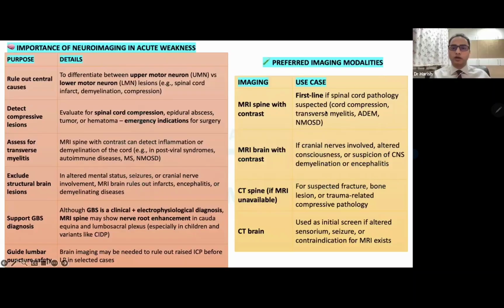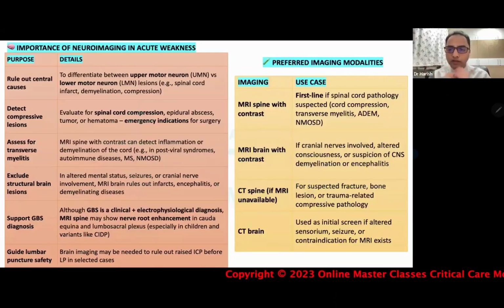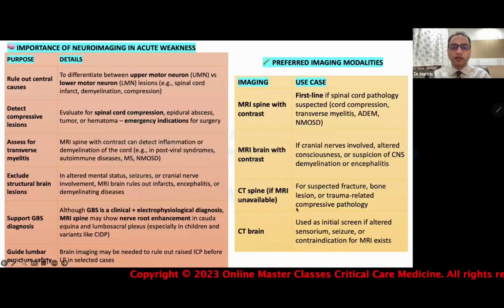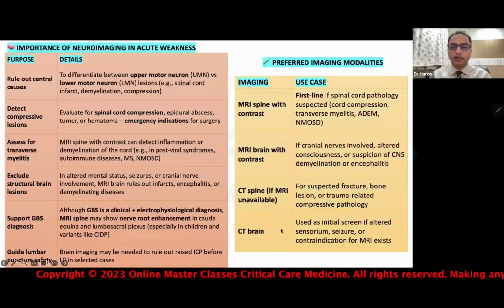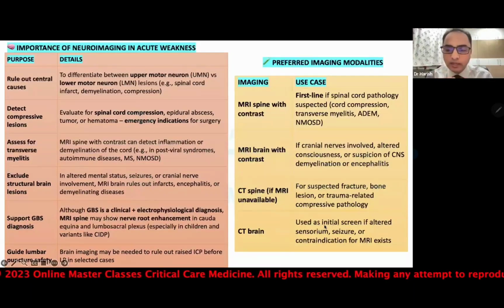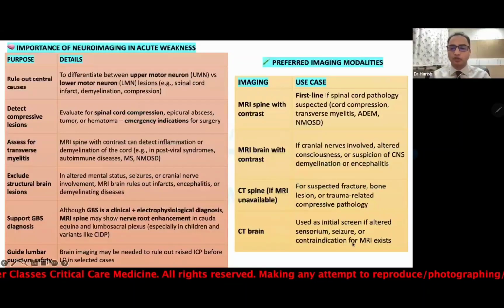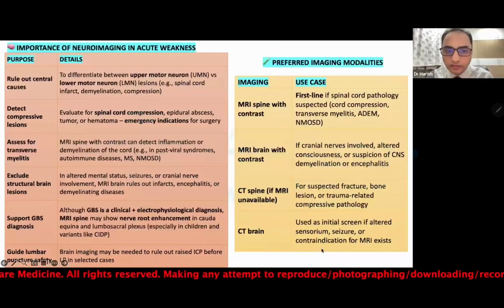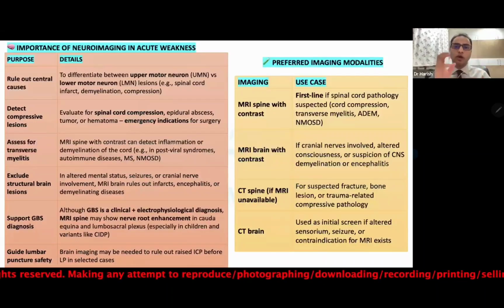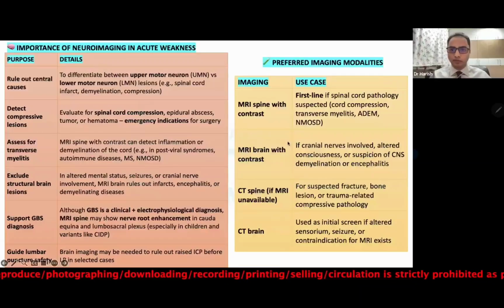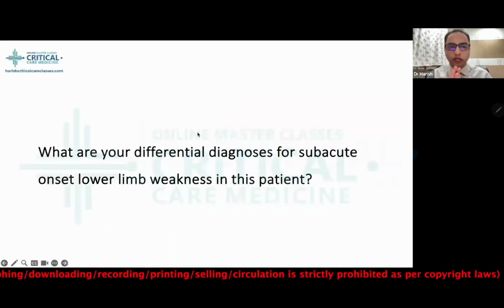So MRI spine with contrast, first line if spinal cord pathology is suspected, as I already told. MRI brain with contrast if cranial nerve is involved, altered consciousness is there, or suspicion of CNS demyelination or encephalitis is there. CT spine if MRI is unavailable. CT brain is used as an initial screen if the patient has altered sensorium, seizure, or a contraindication for MRI. So this is an overview on your comment on the need of neuroimaging in this particular patient. Very, very important. Okay, so move on to the next question.